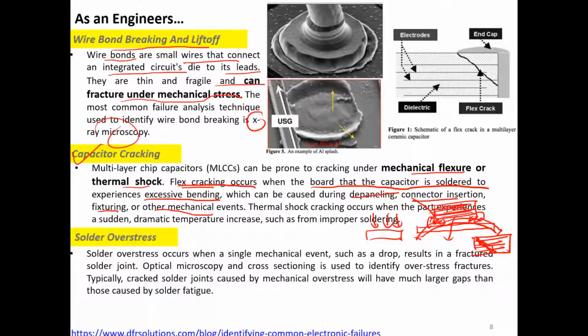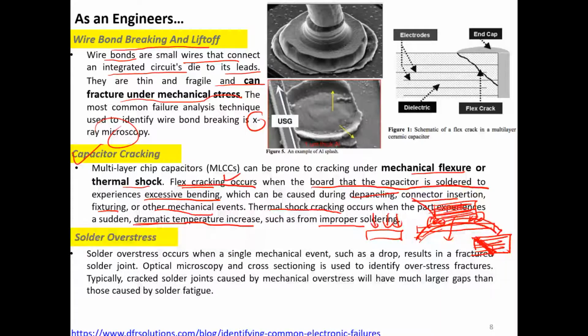So I'll show you some of the events which occur during the soldering process. This excessive bending will cause the crack of these ceramic or MLCC capacitors. The other thing is thermal shock cracking, which occurs when the part experiences a sudden dramatic temperature increase, such as improper soldering. In soldering, we play around with the temperature. If this material cannot withstand that particular temperature, the sudden dramatic temperature increase will cause cracking.